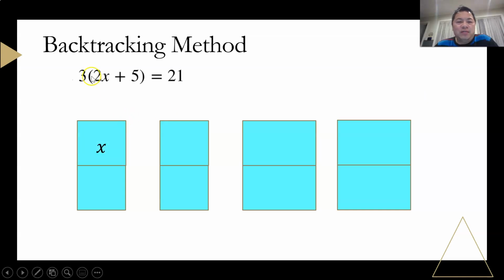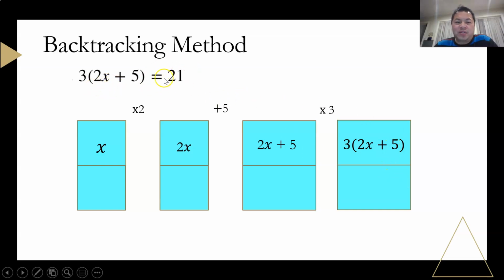Okay, so again, let's start with this chunk here. To get 2x, I have to times 2. So I get 2x, then I have to plus 5 to get 2x plus 5. Then I have to multiply by 3 to get 3(2x + 5).